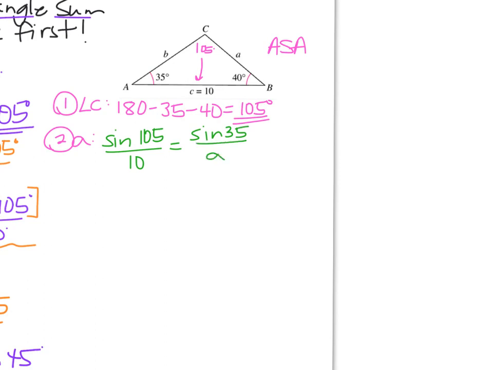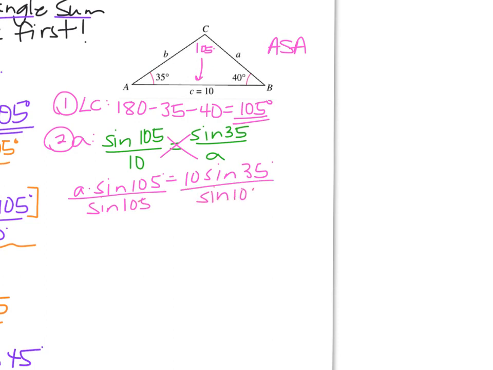And then you guessed it, we cross multiply. A times sine 105 equals 10 times sine 35. To get A by itself, we'll divide. And then again, you just enter it into your calculator. It's kind of nice once you get this process figured out. If you type in 10 sine 35 divided by sine 105, A is approximately 5.9.